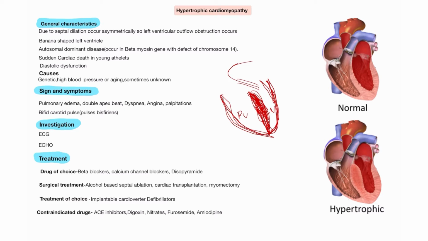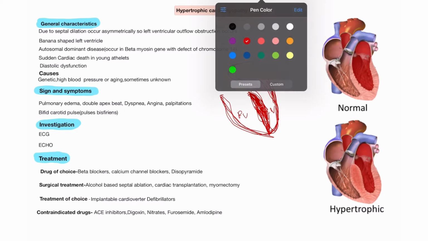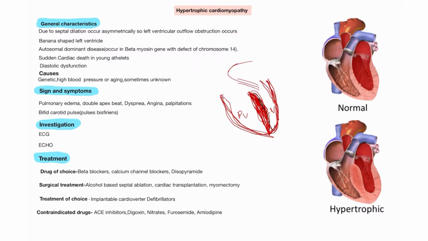If you want, then I will change color. This is the narrow cavity, here the narrow cavity, and this cavity looks like a banana. You will see this is a banana-like cavity. So this is also called banana shaped left ventricle. Banana shaped left ventricle is visible in hypertrophic cardiomyopathy.